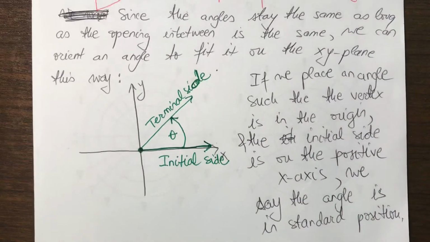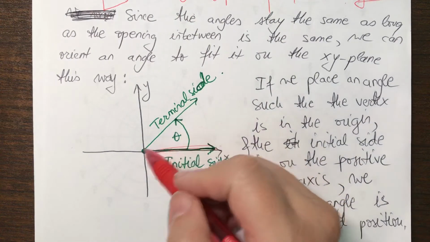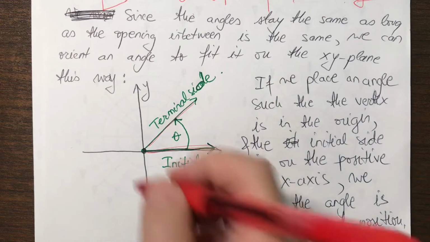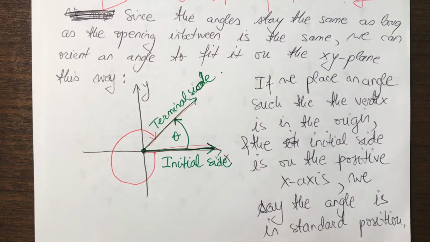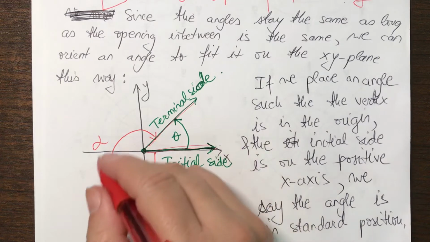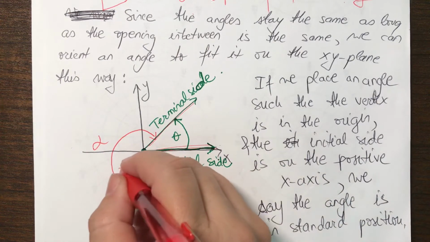Okay. Now, to be sure, we can have the same angle. I'm going to need a different color. This is its initial side. This is its terminal side, but we are measuring it this way. Okay, now that's a different angle. Let me call it a different name, alpha. Because we are going clockwise, we call this a negative angle.